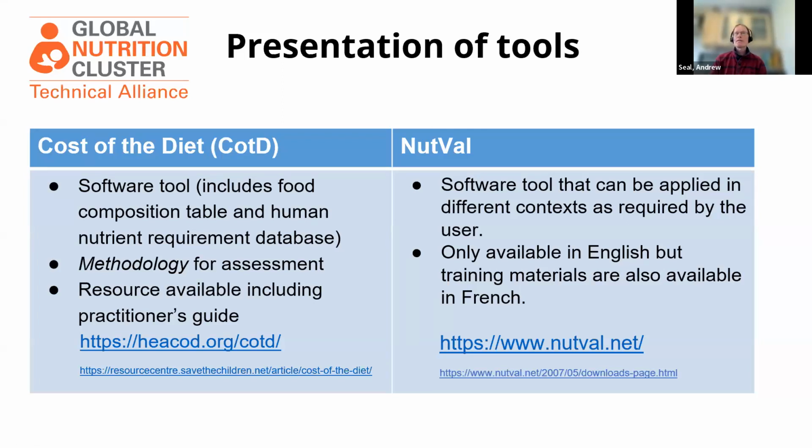In a similar way, NutVal also contains a database of nutrients and foods, although it's more limited than the cost of diet, and specifically focuses more on foods likely to be used in a humanitarian program. Both tools are currently only available in English, but there are training materials available in French for NutVal. Next slide, please.